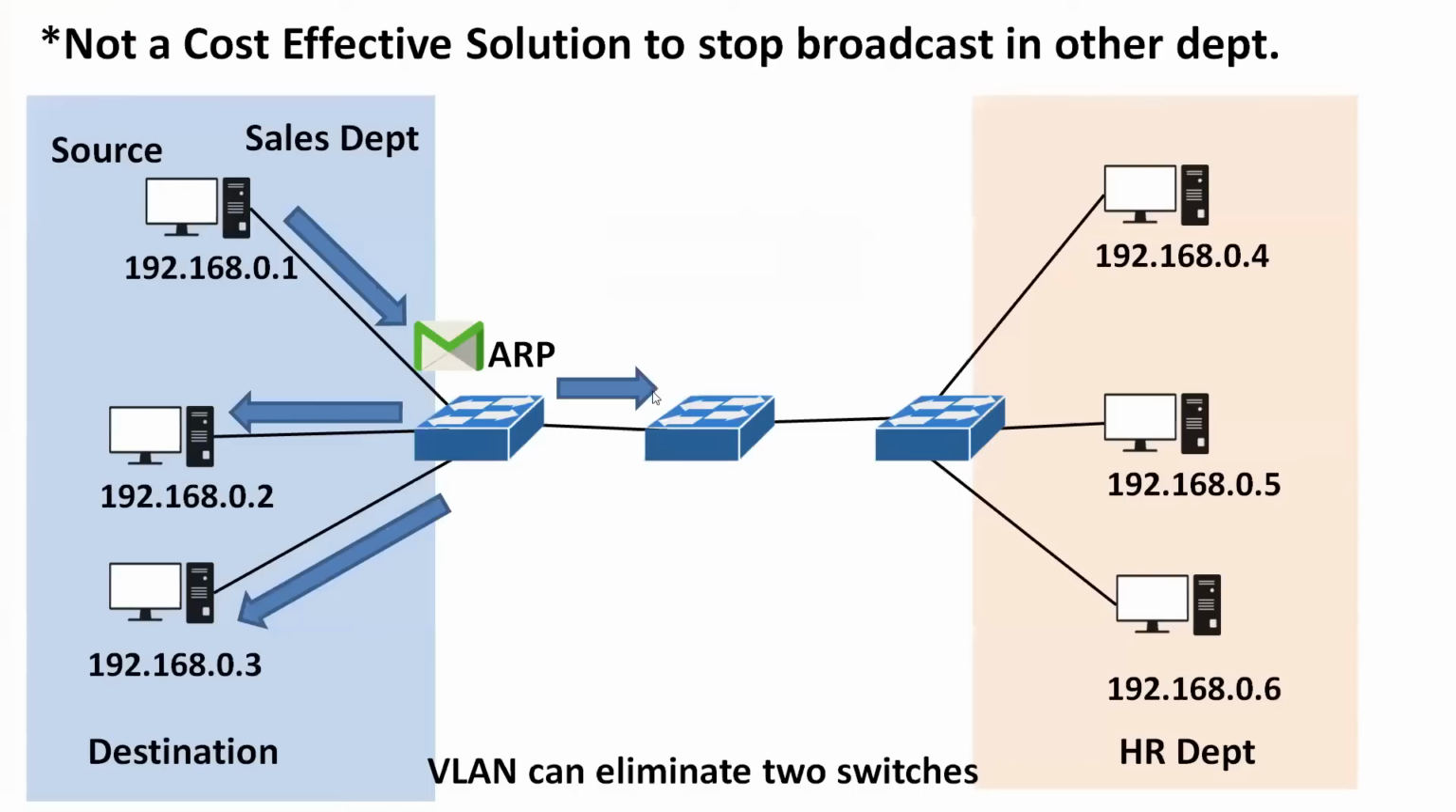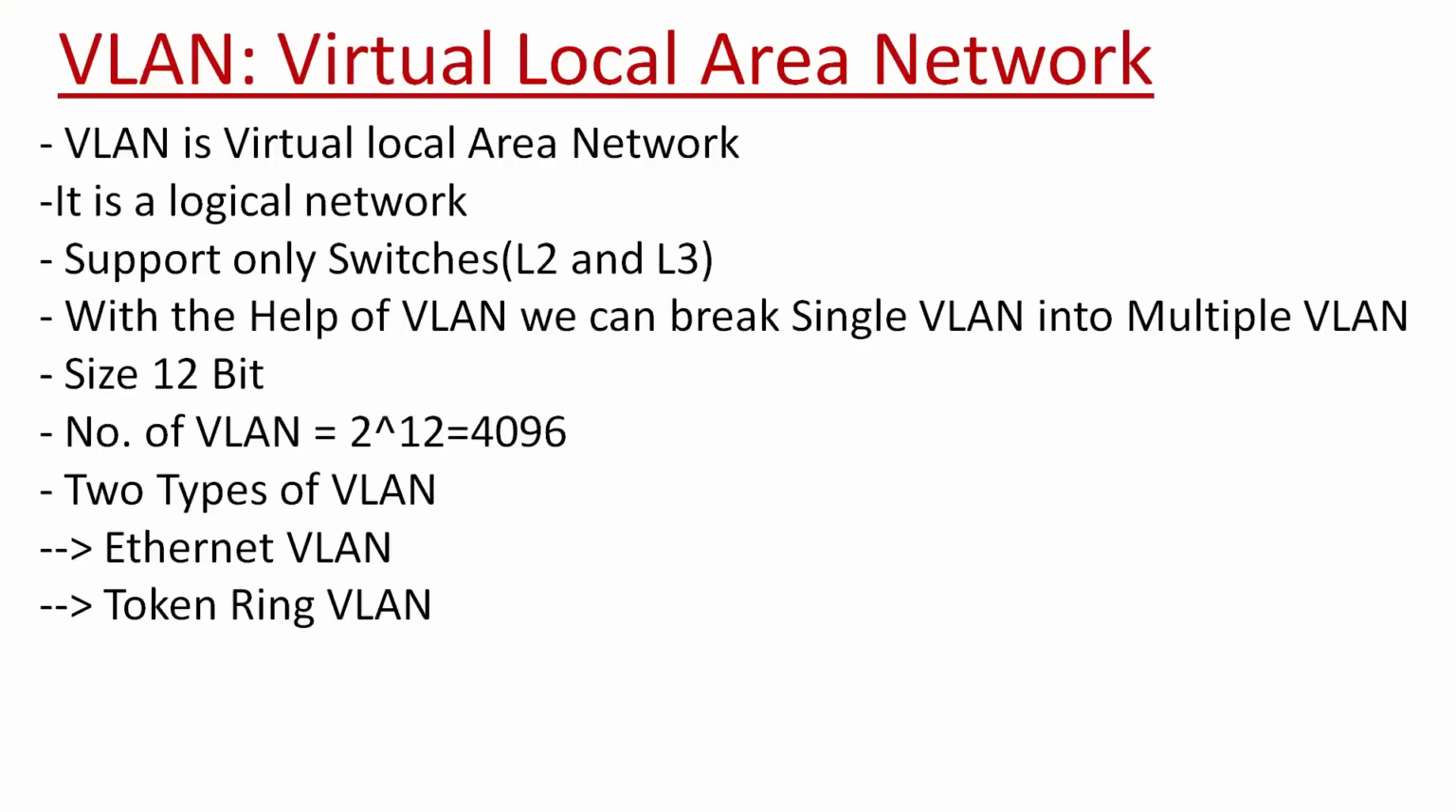Okay. What is that part? That VLAN is a virtual local area network. Okay. So it is a logical segmentation of the network. It can work on both L2 and L3 switches. So it helps us break a single network into multiple VLANs. We will discuss this also. It has a size of 12 bits, which means the maximum can be 4096. Okay, there are two types of VLAN, Ethernet VLAN and token ring VLAN.